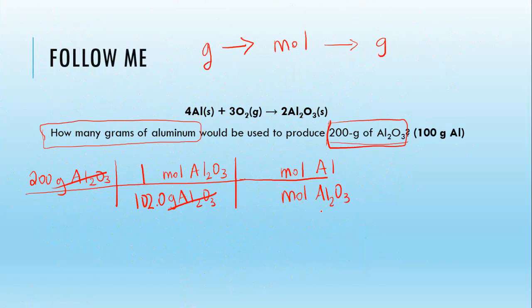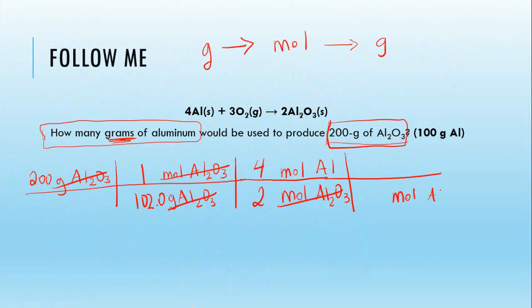How we find this number is the coefficients. There's 4 moles of aluminum to 2 moles of Al2O3. Okay, so that makes those cancel. Can I stop? Well, if I stop right now, my answer will be moles of aluminum. Look right here. It's asking for grams. I cannot stop. So once again, we're going to have to make another bar.